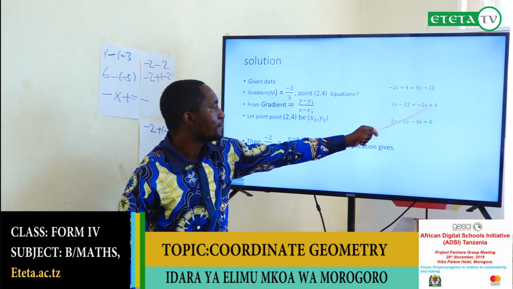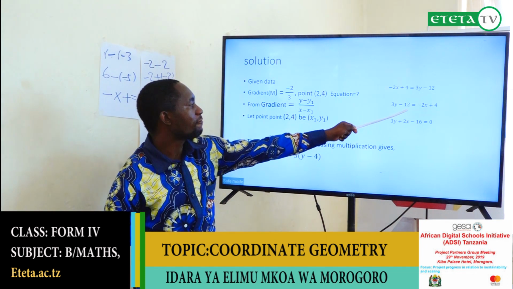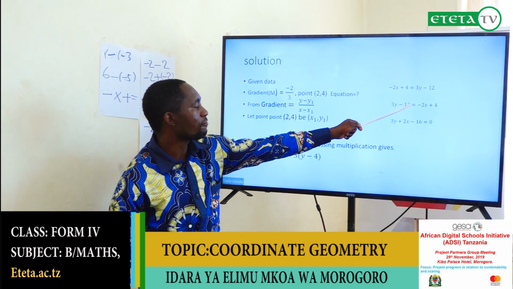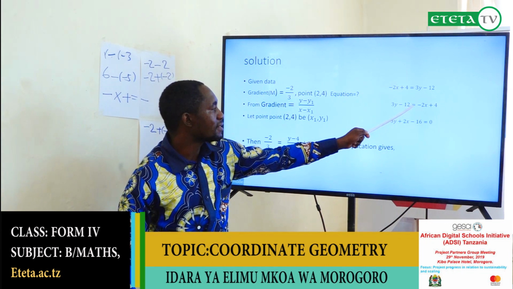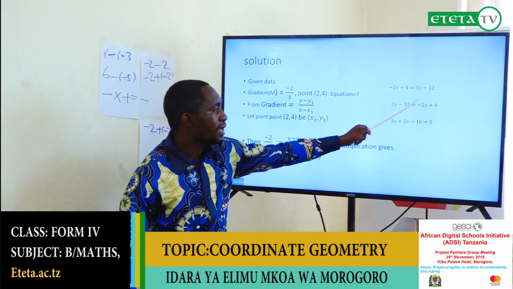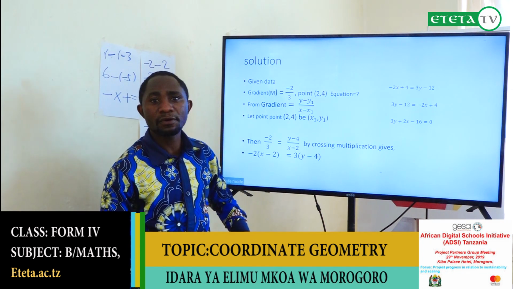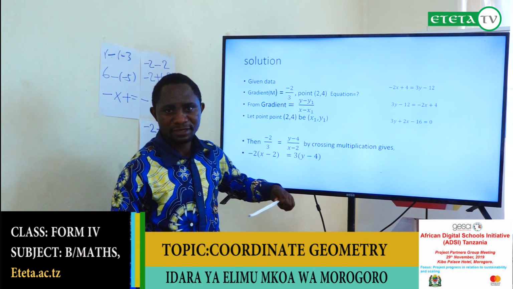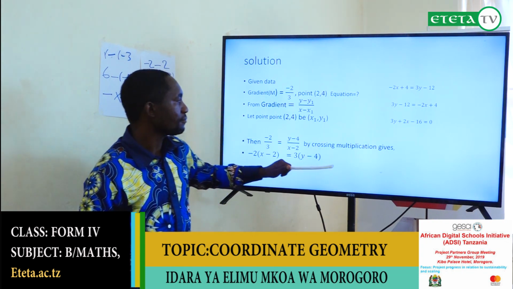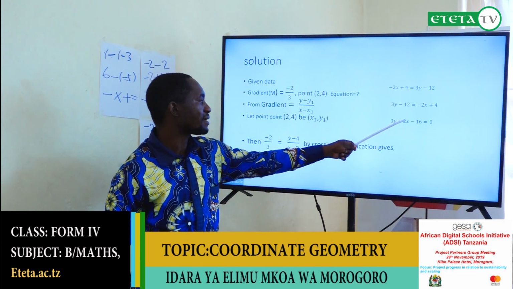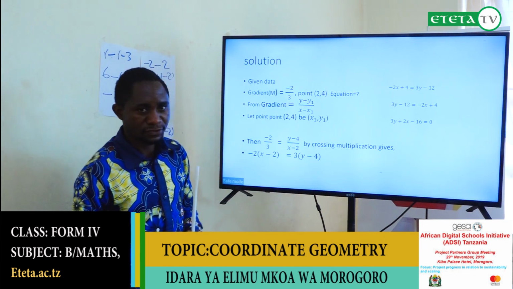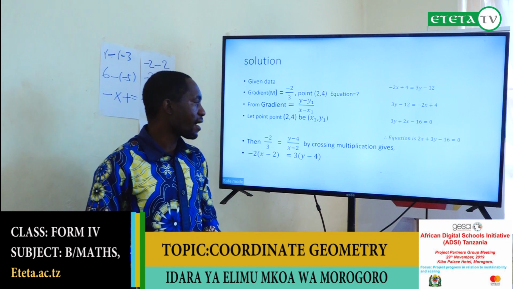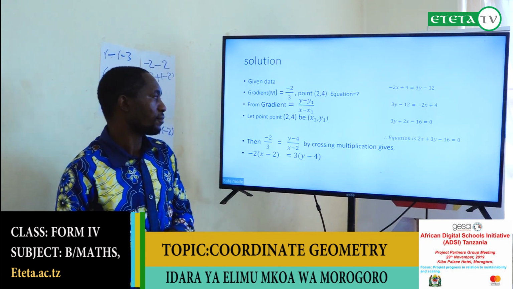Then taking positive 4 to the left hand side, the sign changes to negative. Now you find that you have negative 12 minus 4. What remains at the right hand side is 0, because all the values have been moved to the left hand side of the equal sign. Now we come to 3y plus 2x minus 16 equals 0. So our equation is 2x plus 3y minus 16 equals 0.